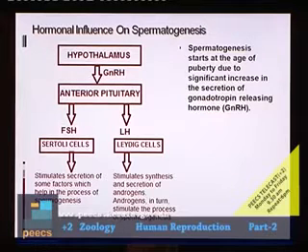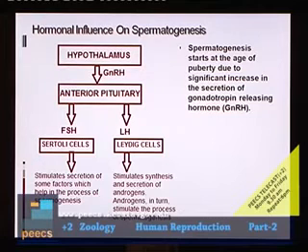Here in this slide you can see the hormonal influence of spermatogenesis. As I mentioned earlier, the entire process of spermatogenesis will begin only when the individual attains puberty. When the individual attains puberty, there will be an increased production of GnRH. What is GnRH? Gonadotropin releasing hormone.